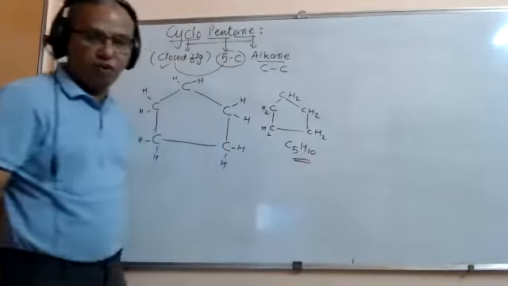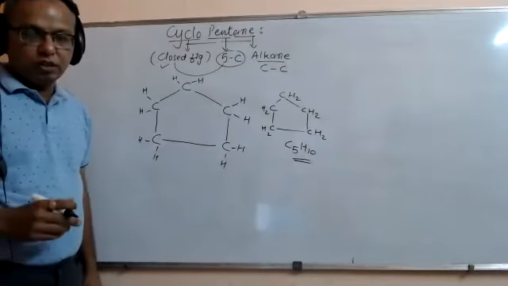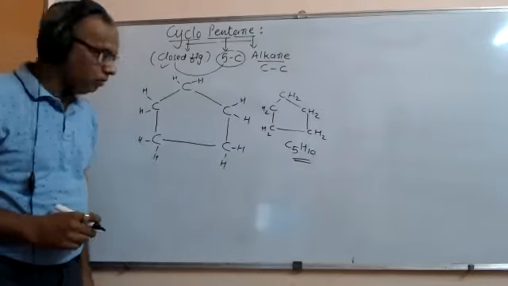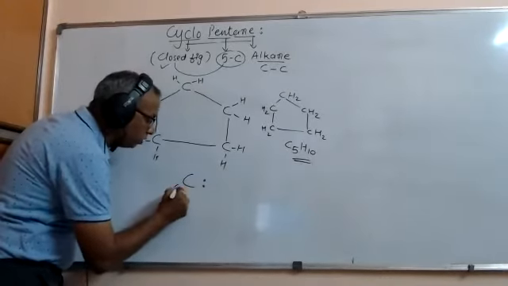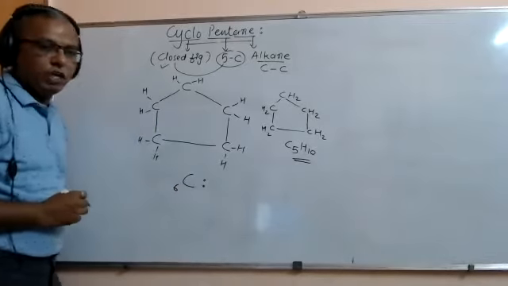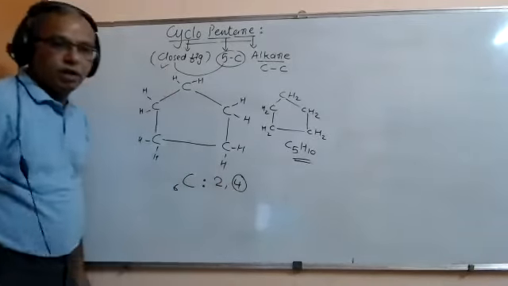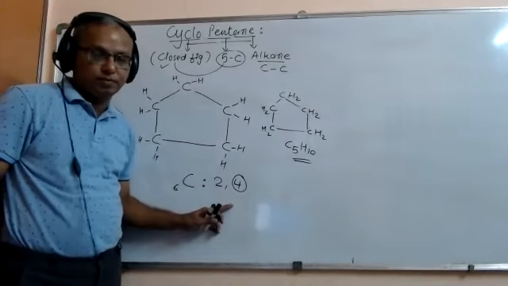C5H10 is the molecular formula. Name is cyclopentane. Now let's check its electronic dot structure. Friends, carbon has the atomic number 6. Its electronic configuration is 2, 4. In the outermost orbital, there are 4 electrons present in each carbon.